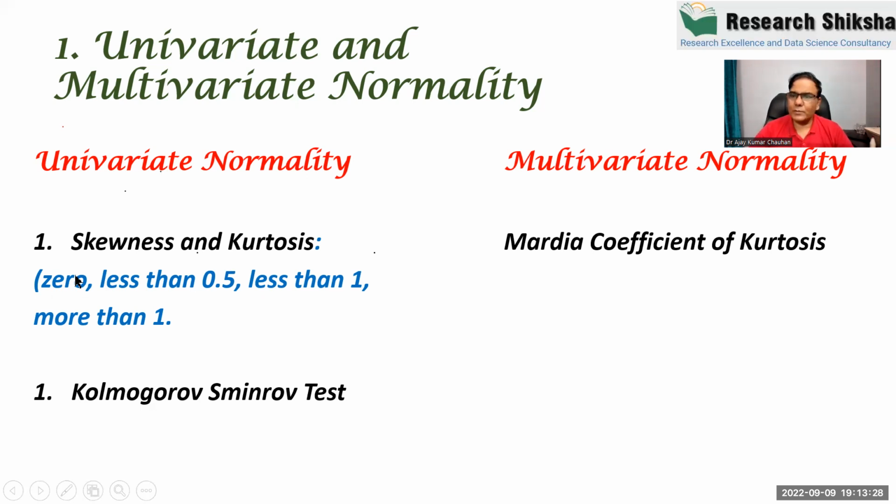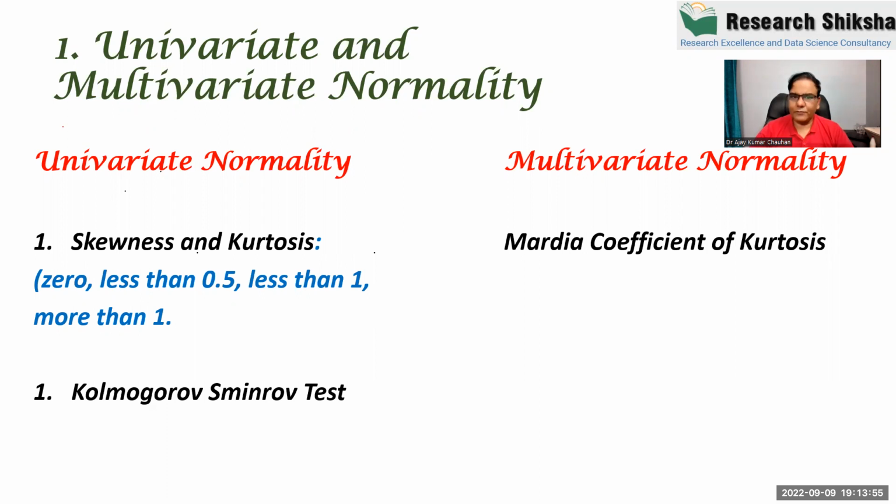If it is 0, it means there is no skewness problem and no kurtosis problem. If it is less than 0.5, it means negligible. If it is less than 1, then we can say that it is fine. It is near to the normal. We cannot say it is perfectly normal, but we can say it is near to the normal. And if it is more than 1, then it means it is away from the normal.